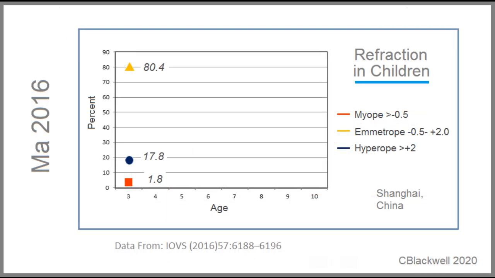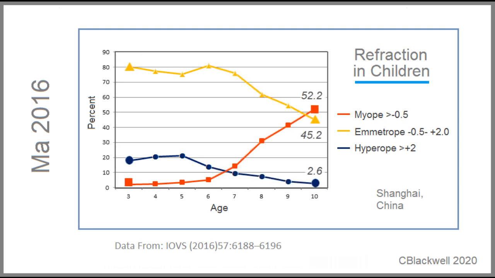In terms of percentages, at age 3, emmetropization is done very well, with 80% of eyes emmetropic and less than 2% myopic. This holds steady through age 5. But then, around age 5 or 6, something changes and myopia begins to develop. By age 10, emmetropes have decreased and myopes have reached around 50%.